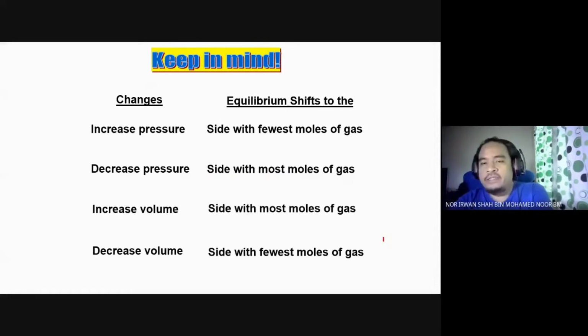Alright, so that's all for this lesson. In the next lesson, we are going to look at how the addition of inert gases affects the position of the equilibrium system. Alright class, that's all for this lesson.